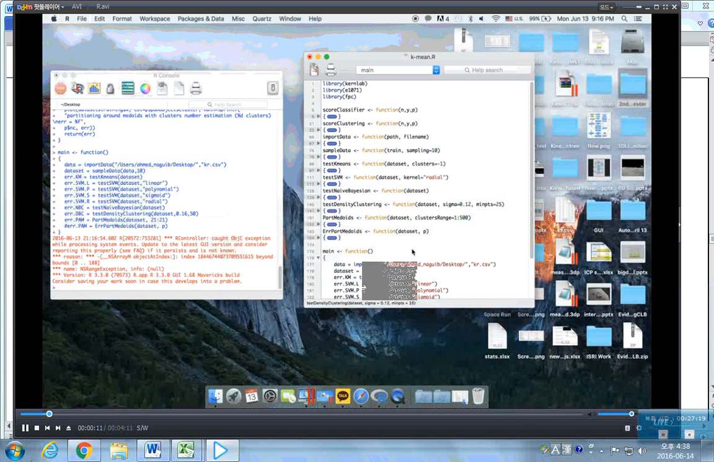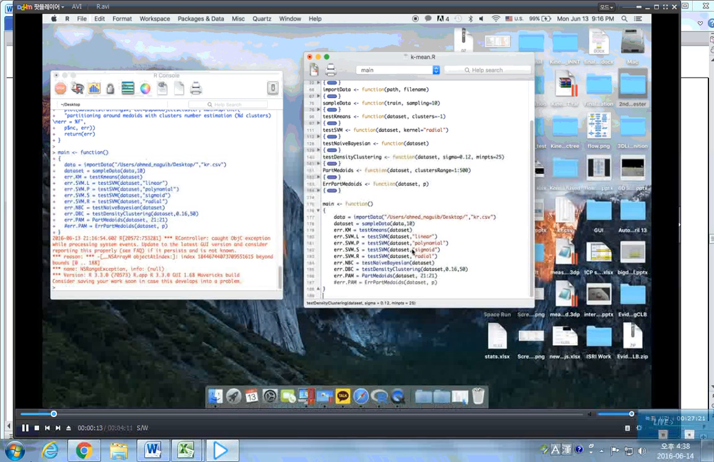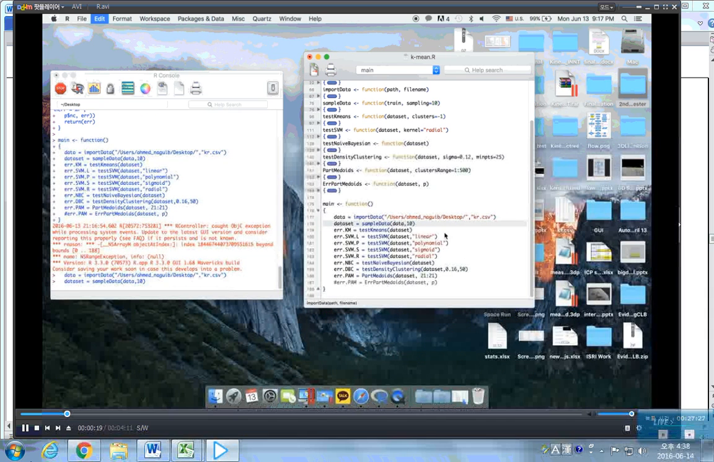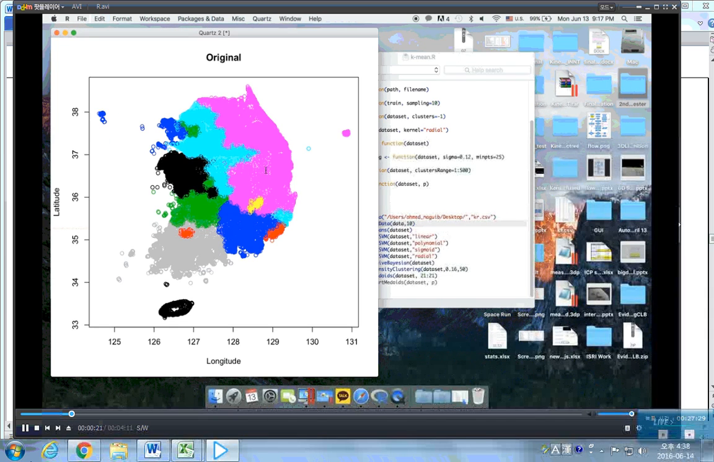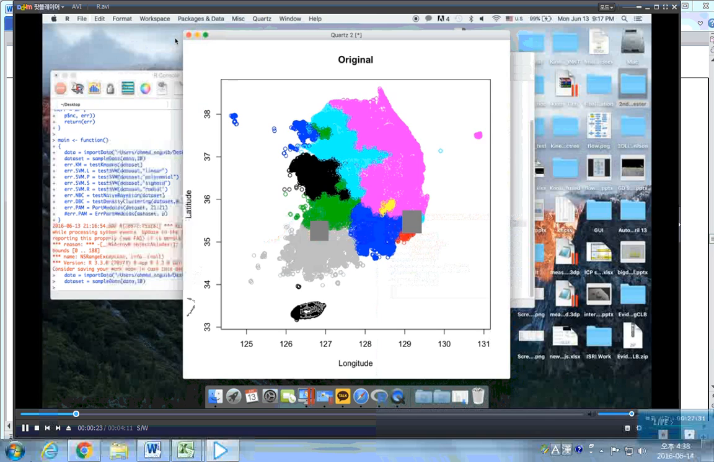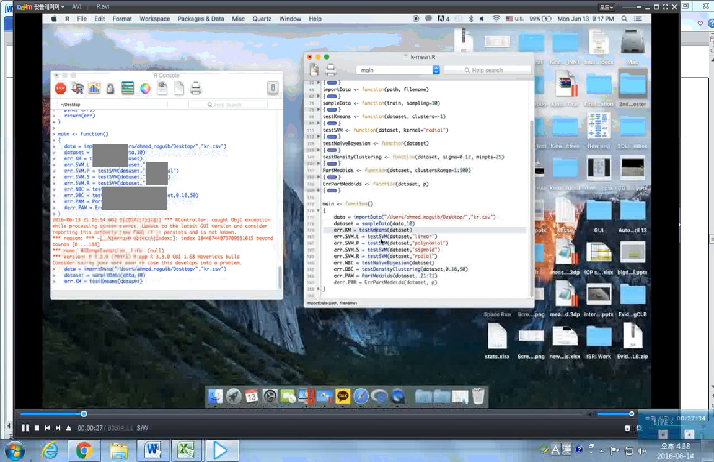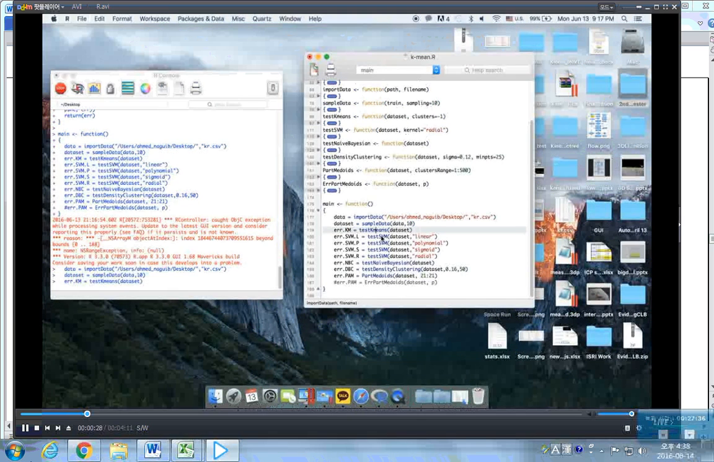So this is the code. I shared all the code and all the data sets on iCampus, so if you need that for reference, you can always find it. The first step is to import the data, and then sample the data and construct the origin, and then test one by one. So this is k-means clustering.